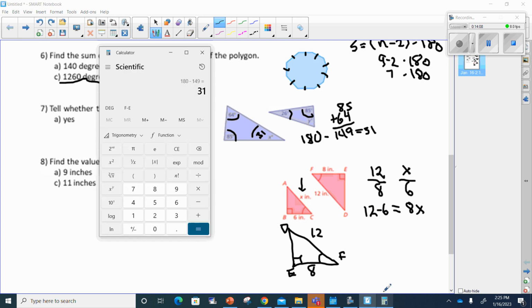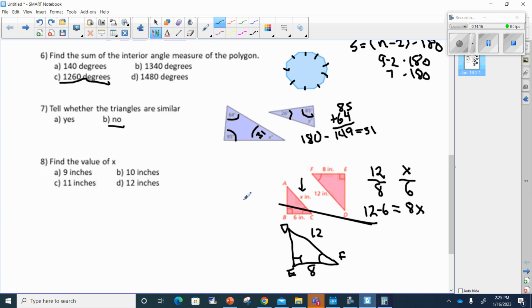12 times 6, let's look that up. That's 72. 72 has to be equal to 8x. Now I'm going to divide 8 away from 8x to get x by itself, which means I divide 72 by 8, and that gives me 9. So x has to equal 9. 9 is A, so my answer has to be A.